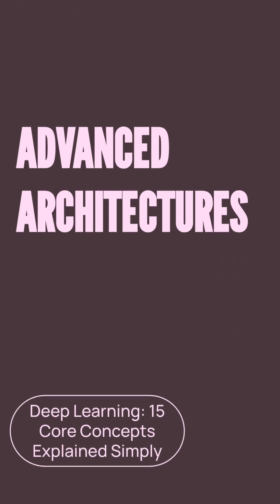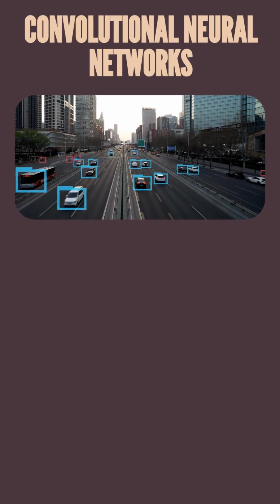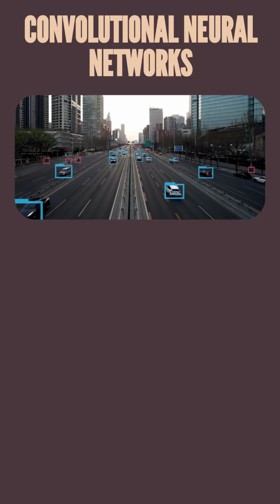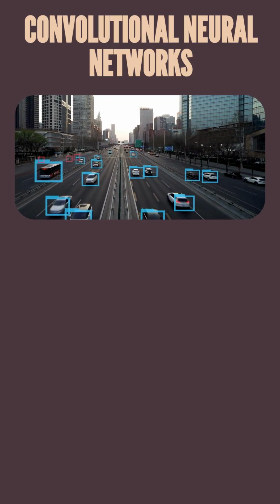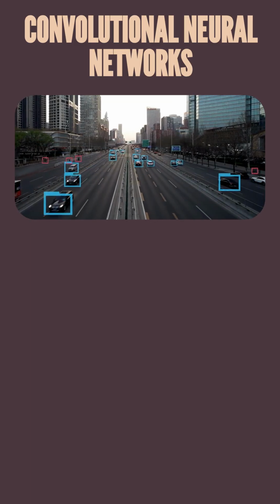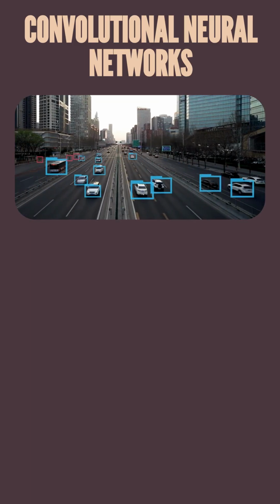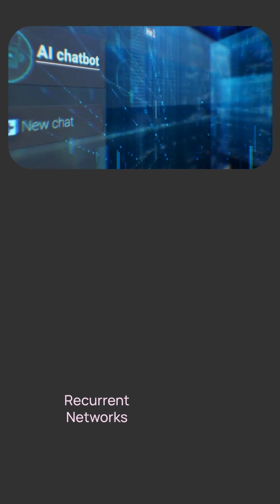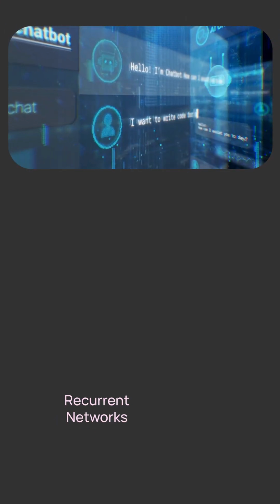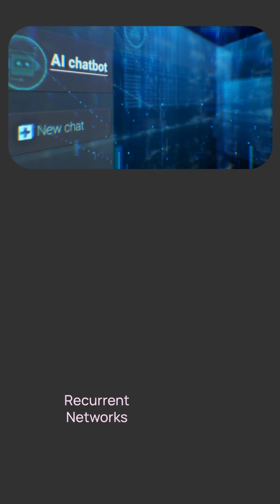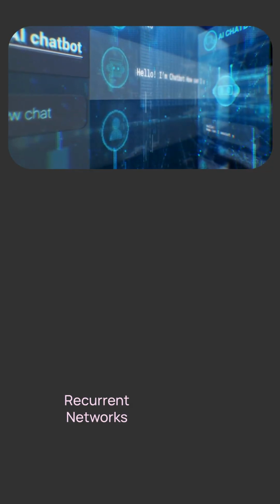Now we move on to specialized neural network architectures designed for specific types of data and tasks. Convolutional neural networks, or CNNs, are the experts in image processing. Their applications include face detection and object recognition, like detecting cars on a street. Recurrent neural networks, or RNNs, are specialized for sequence data, such as text and speech. They power text prediction and speech recognition applications.